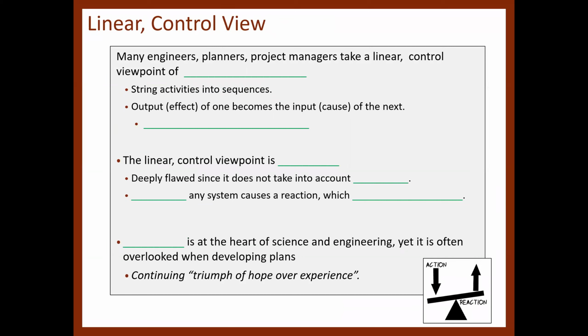For the linear control view, many engineers, planners, and project managers take a linear control viewpoint of cause and effect. They string activities into sequences. The output or the effect of one becomes the input or the cause of the next event. And some examples that you might be familiar with are Gantt charts or PERT charts.